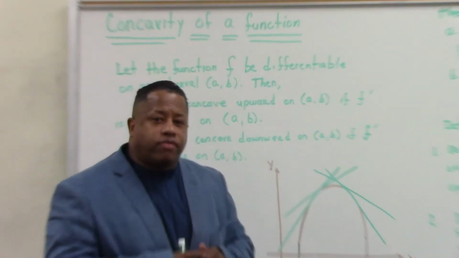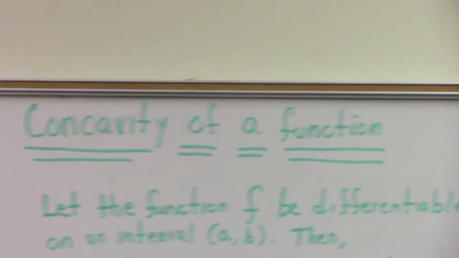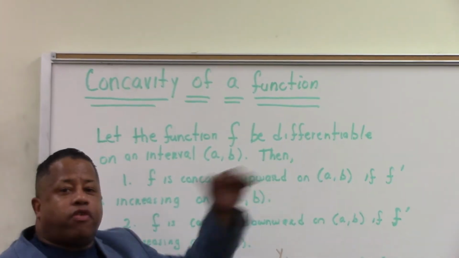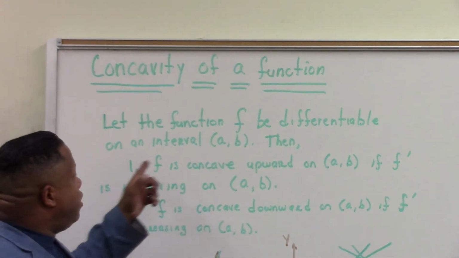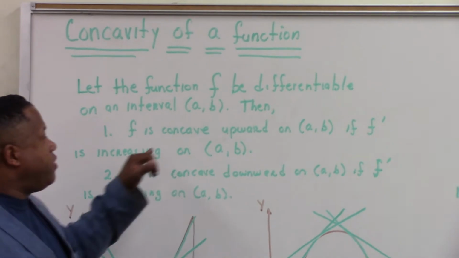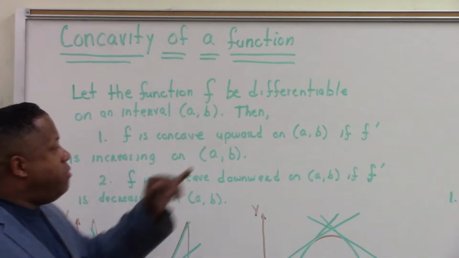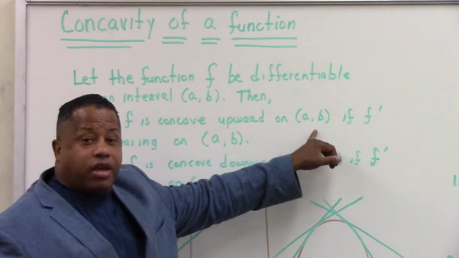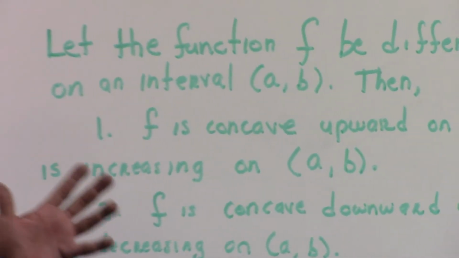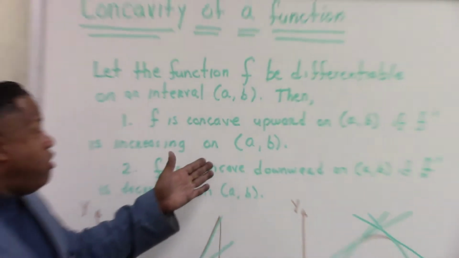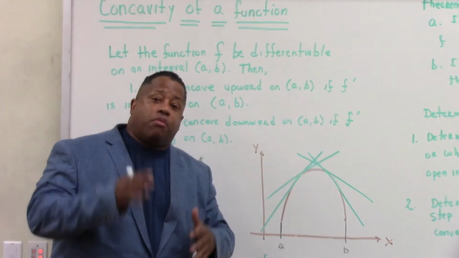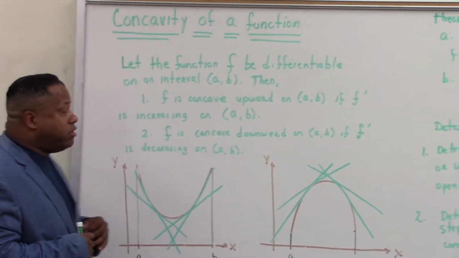Tonight we're going to be talking about the concavity of a function. With the concavity of a function, we let the function f be differentiable on an interval AB. Then, number one, f is concave upward on the interval AB if f prime of x is increasing on the interval AB. When we talk about f prime, we're talking about the first derivative of that function.